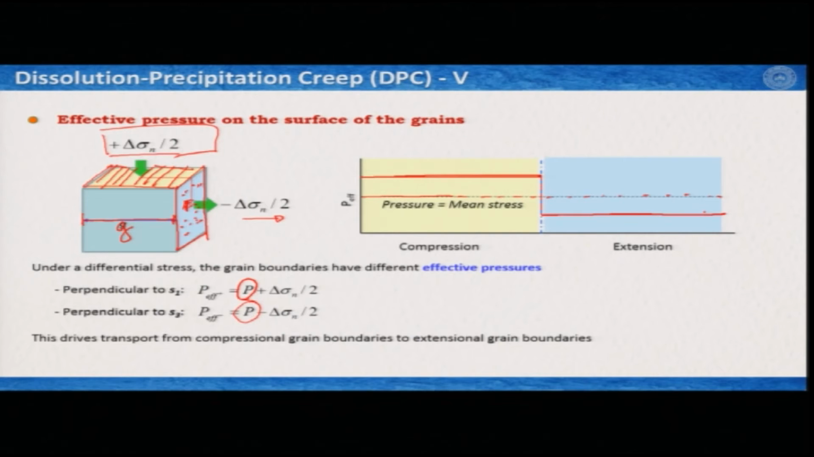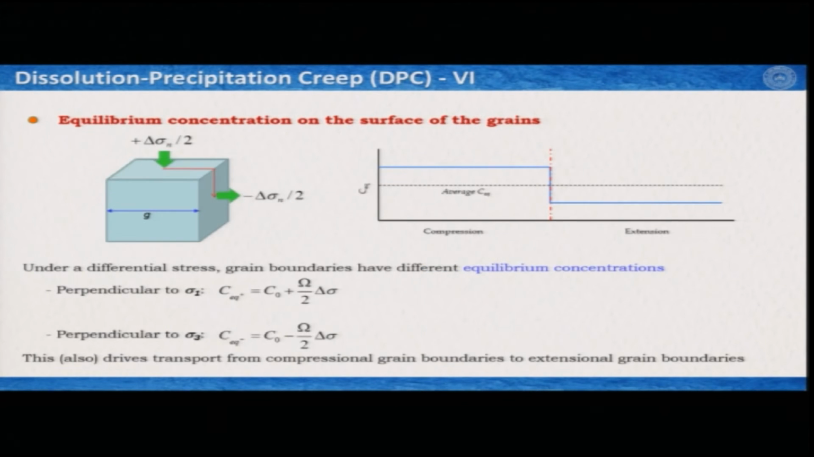So, if we now imagine that with time this would try to dissolve the material here, which would be precipitating on this side. Therefore, the compressional side would dissolve and it would add on the extensional surface. So, this drives the transport from compressional grain boundaries to the extensional grain boundaries.